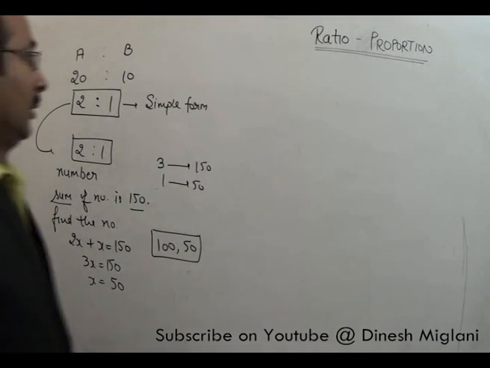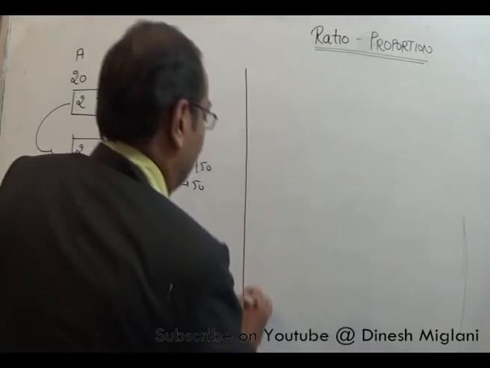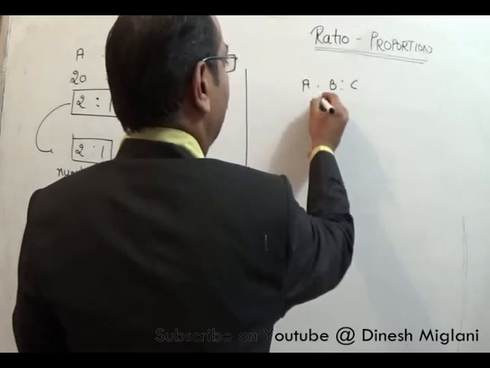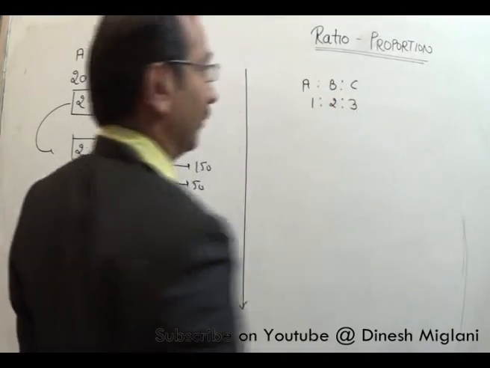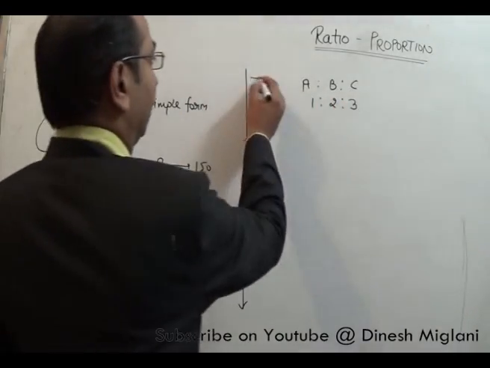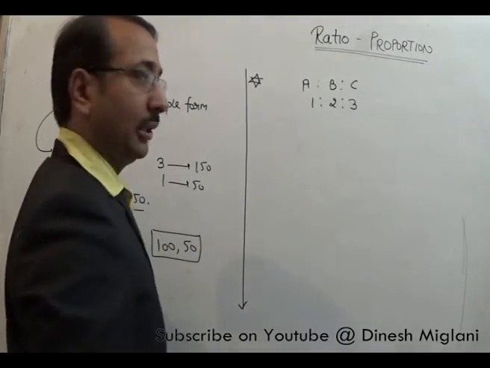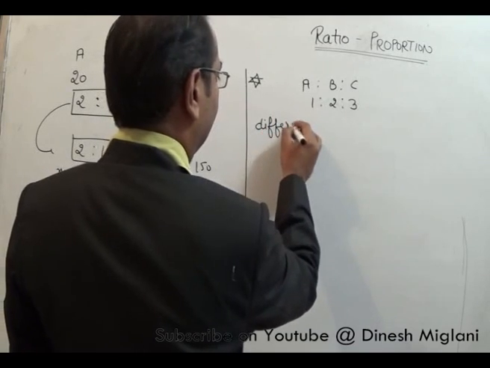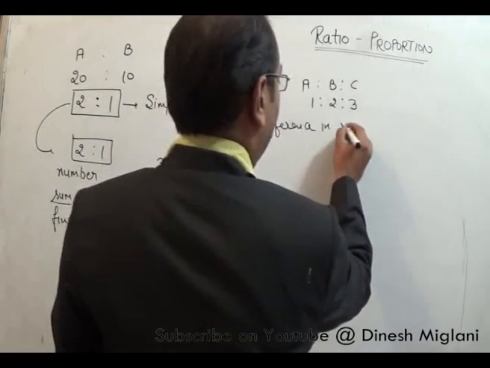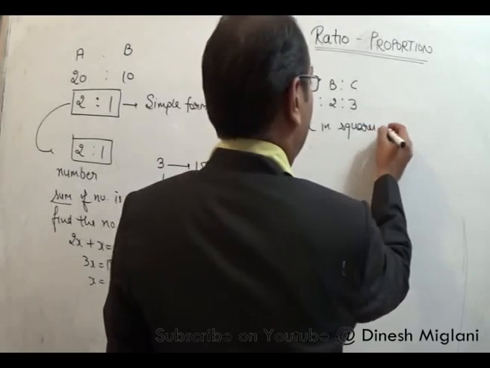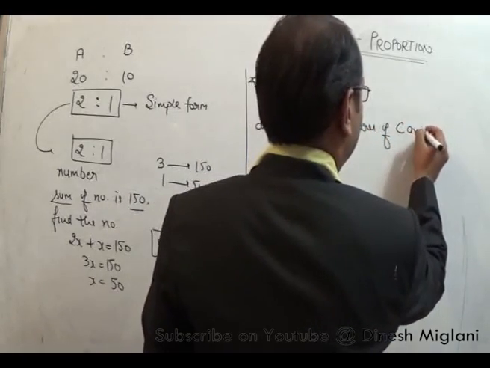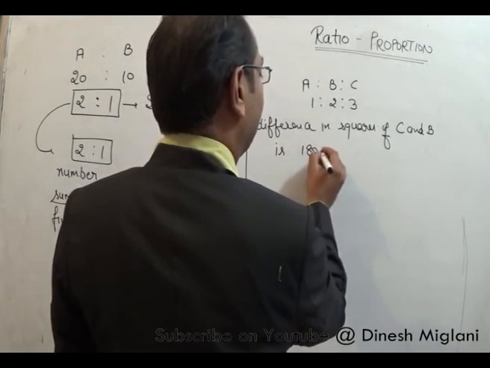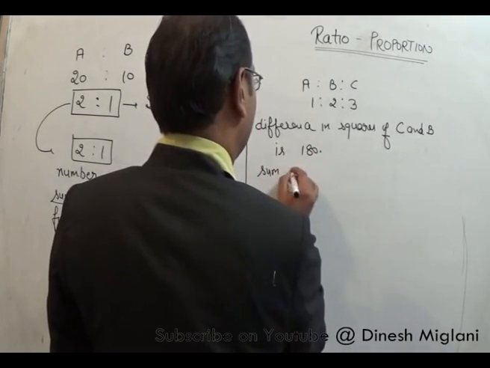Okay, it is given that the ratio of three numbers A, B, C is 1:2:3. The three numbers are given, A, B, C, and the ratio is 1:2:3. It is given that the difference in squares of C and B is 180. We have to find the sum of the numbers.